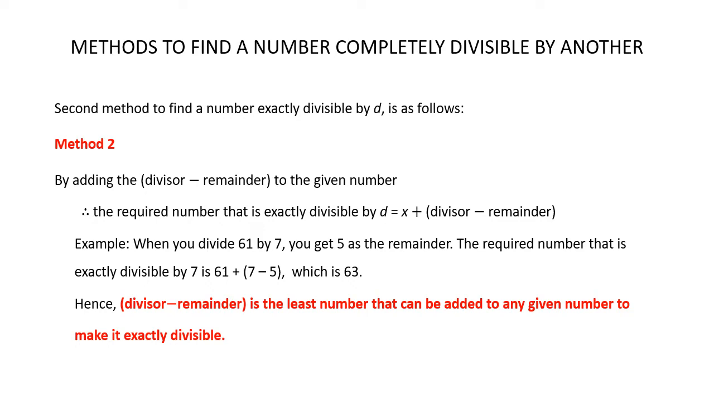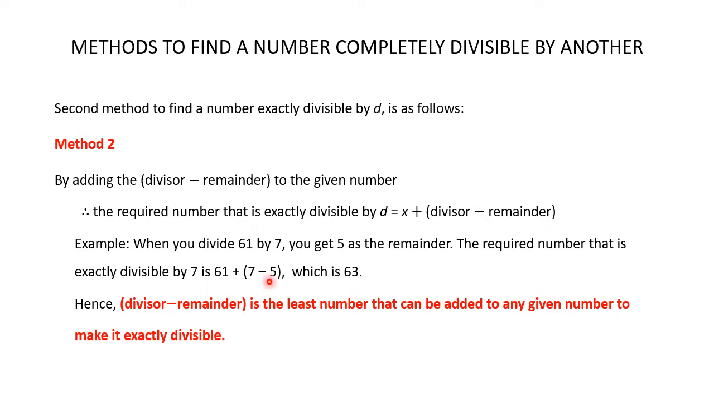For example, when you divide 61 by 7, you get 5 as the remainder. But to get 0 as the remainder, you have to find a number that's completely divisible by 7. The required number that is exactly divisible by 7 is 61 plus 7 minus 5. 7 minus 5 is 2 and 2 when added to 61 gives you 63. 63 is completely divisible by 7 and you get 0 as a remainder.